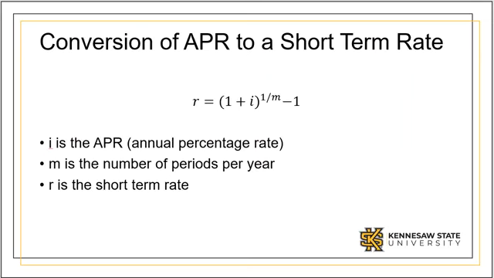Because the duration of projects are typically relatively short, it is useful to use a short-term interest rate as opposed to an APR. The formula gives the conversion from APR I to a short-term rate R. Here, M is the number of compounding periods in the year. For example, for a typical loan, M is 12, or monthly.